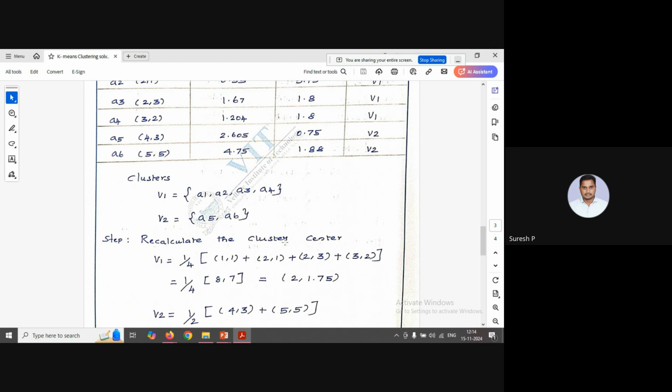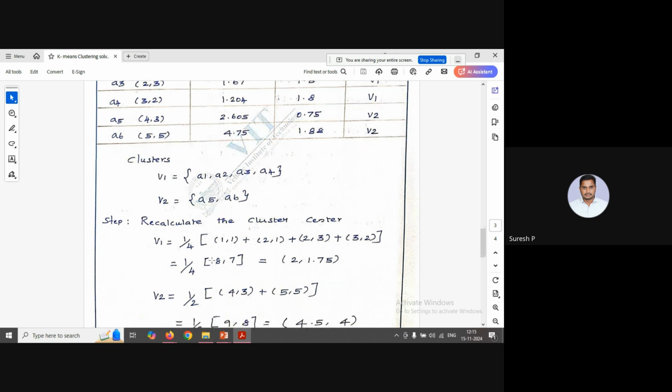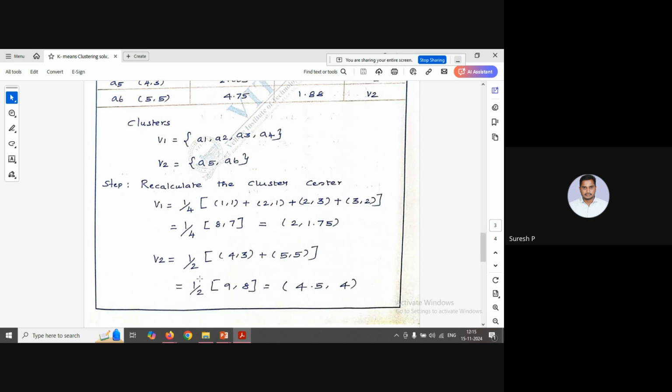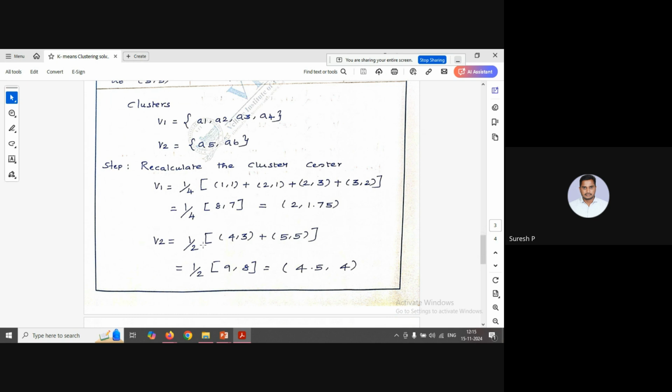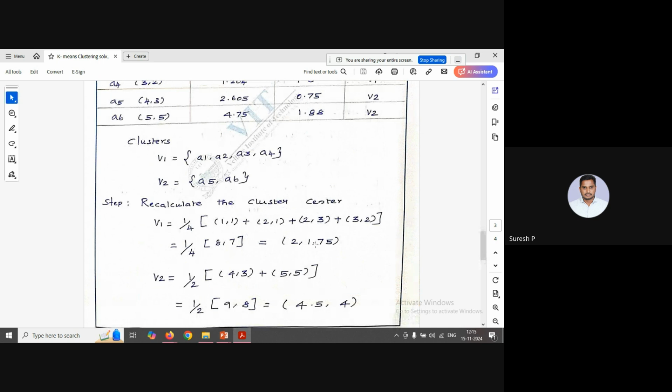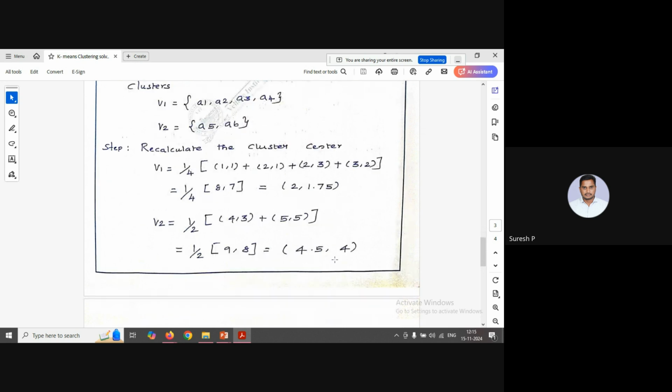Again, we have to calculate the cluster center. Since there are 4 data points in V1, we get 1 divided by 4, and we add 1 plus 2 plus 2 plus 3, and 1 plus 1 plus 3 plus 2. That is 8 and 7. We will have 2, 1.75. Then in V2, there are only 2 points, so 1 divided by 2. The data point for A5 is 4, 3, and for A6 is 5, 5. When you add it, 4 plus 5 is 9, 3 plus 5 is 8, divided by 2, so 4.5, 4. So the cluster center for V1 will be 2, 1.75, and for V2 will be 4.5, 4.